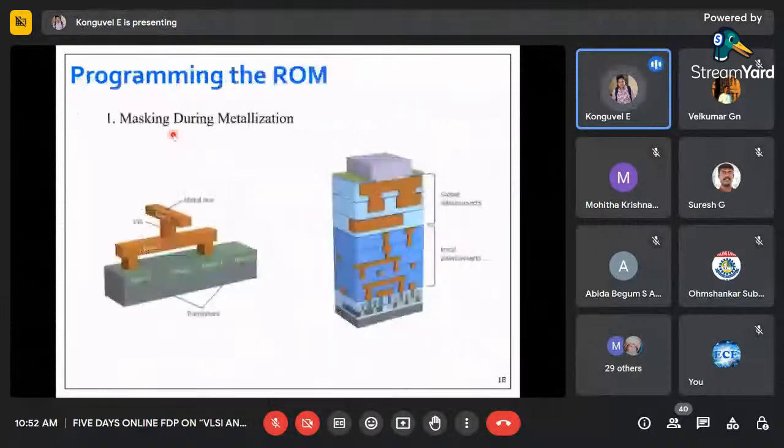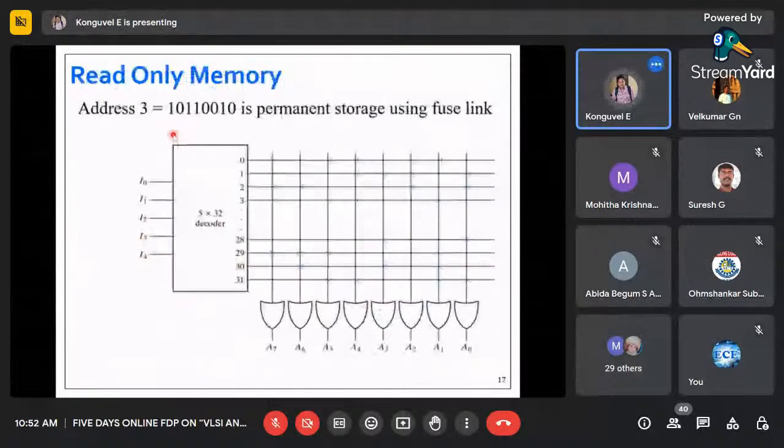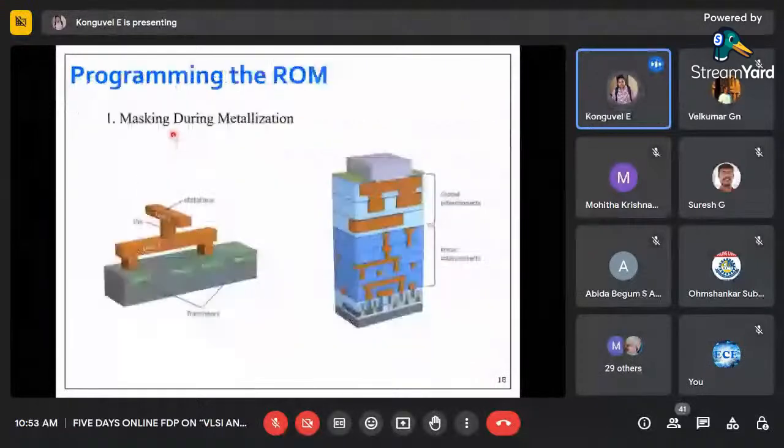But how are we making the fuses? As I said, we will be having two lines running: one is a horizontal line, another one is a vertical line. How are we fusing them? There are different techniques we are going to see. First one is masking during metallization. This is a permanent fusing. You can see here we have a level 1 and a level 2, and a concept called a via, and using that via we will fuse level 2 and level 1. So it is permanent. We cannot every now and then erase and rewrite. Once it is written, the data will always be available in the memory cell.